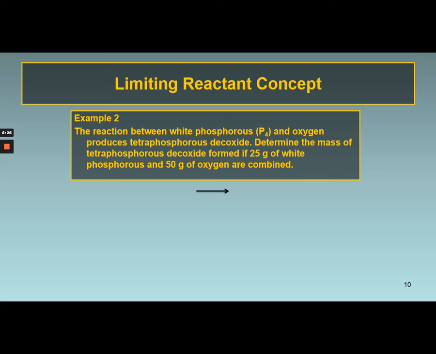All right, the reaction between phosphorus and oxygen produces tetraphosphorus decaoxide. Determine the mass of tetraphosphorus decaoxide formed if we had 25 grams of phosphorus reacting with 50 grams of oxygen. Got to start off with that balanced chemical equation. We're going to convert this 25 grams of phosphorus to tetraphosphorus decaoxide. That's a 1-to-1 mole ratio. We're going to have to convert 50 grams of oxygen to the tetraphosphorus decaoxide, and that's a 5-to-1 ratio.